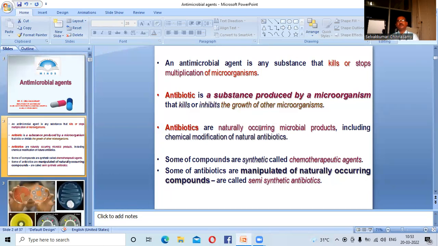Some antibiotics involve a slight modification. We isolate a compound from a natural source, for example a plant. That compound can then be modified slightly, and that is called a semi-synthetic compound.